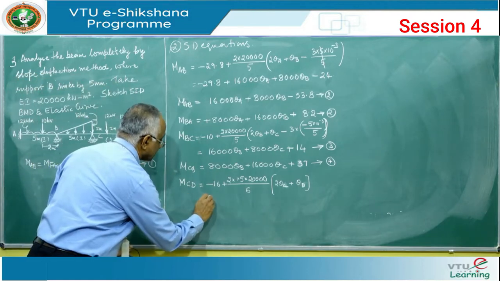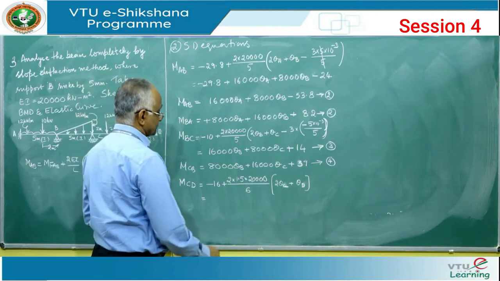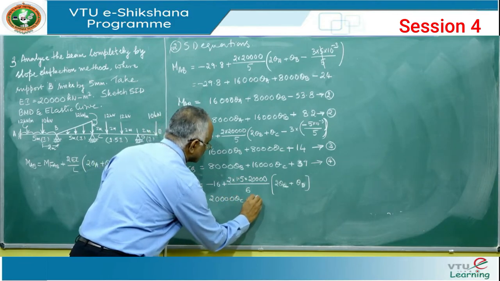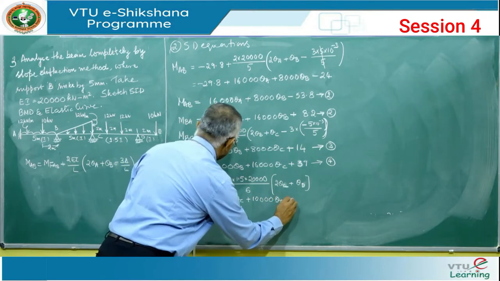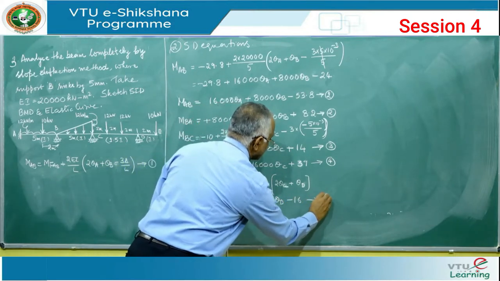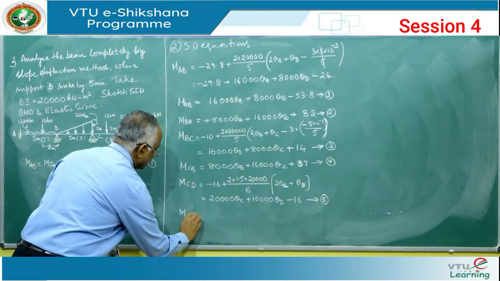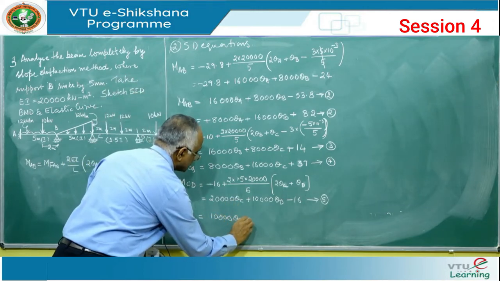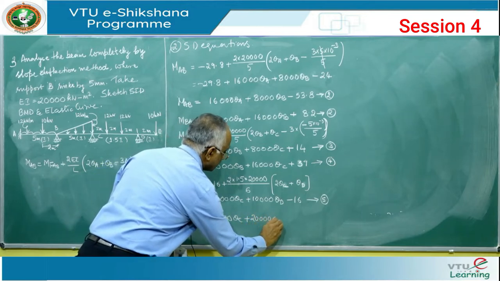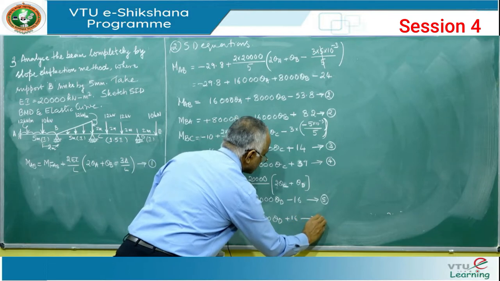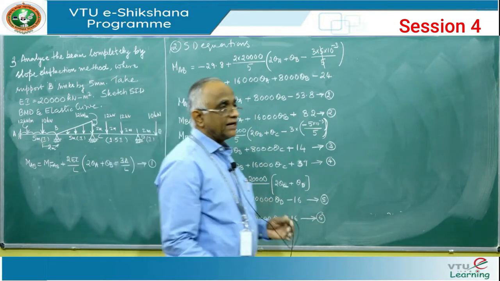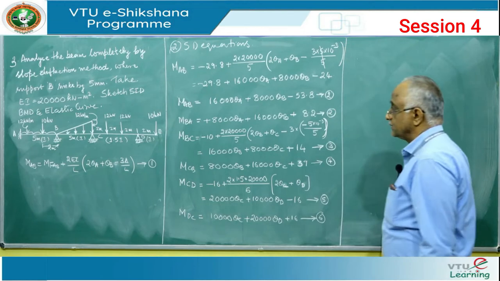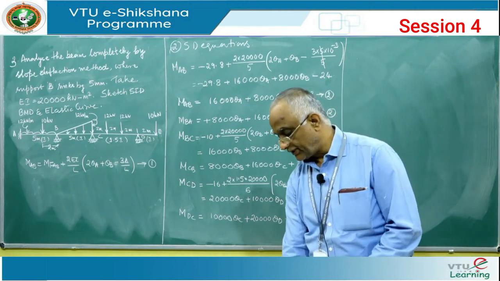So, MCD is equal to 20,000 theta C plus 10,000 theta D minus 16, and MDC, same thing with the exchange of coefficients, 10,000 theta C, 20,000 theta D plus 16. Since you have three clear spans AB, BC and CD, so we have six equations of slope deflection, using them and use the conditions available.